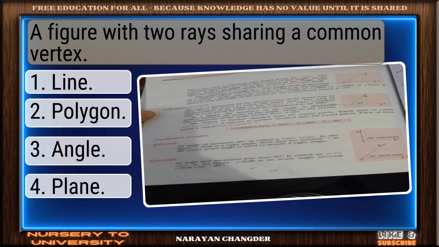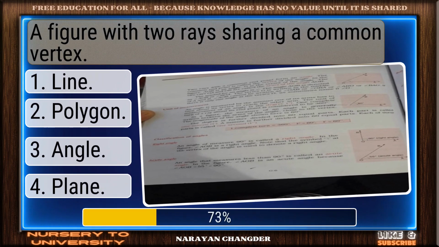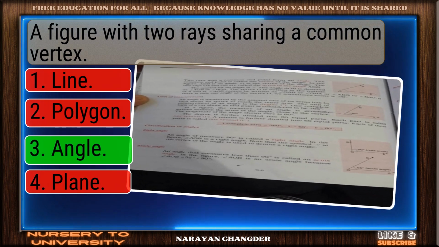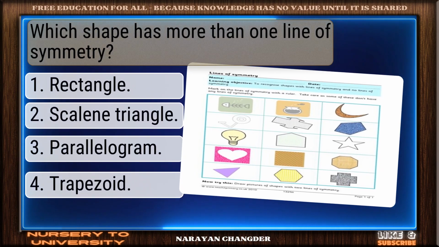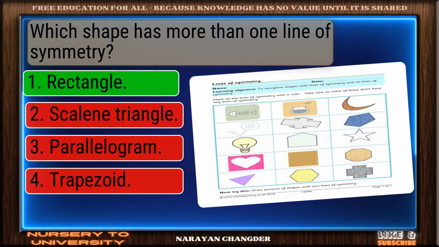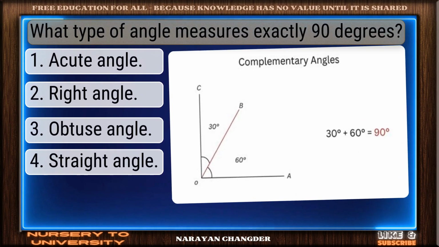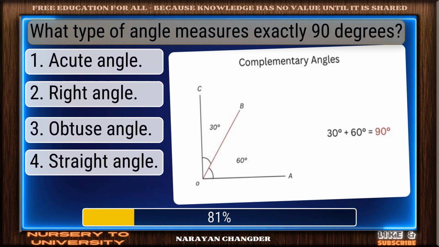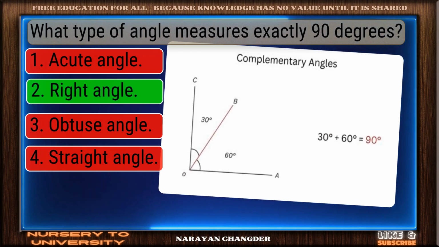Question number 193. A figure with two rays sharing a common vertex. Exactly. Angle makes sense and it is right choice. Question number 194. Which shape has more than one line of symmetry? Excellent choice. Rectangle is the right answer. Question number 195. What type of angle measures exactly 90 degrees? Great job. Right angle is the accurate answer.